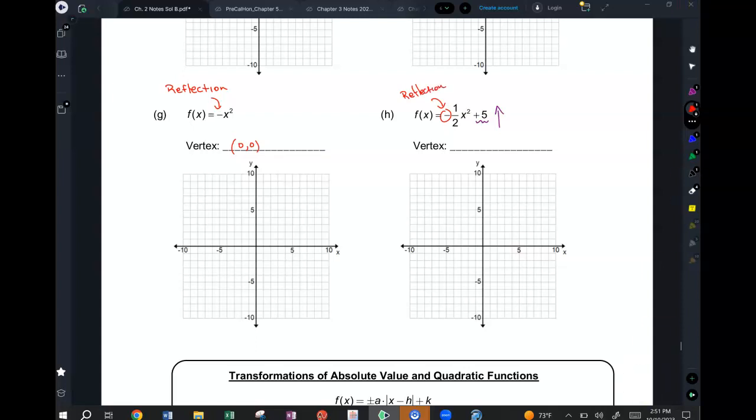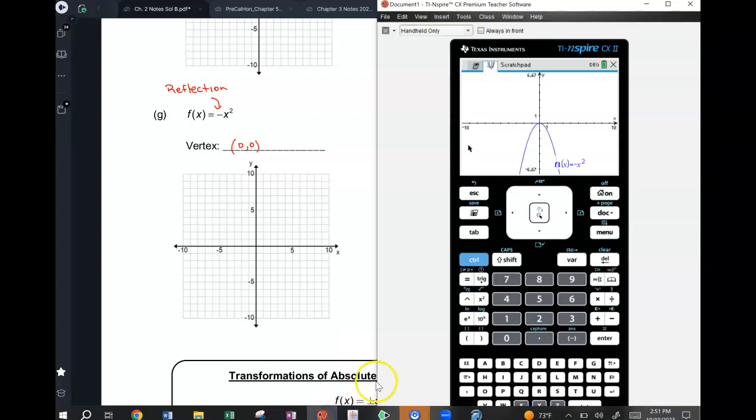Okay, so let's go up. Let's go over and graph this one. Which one? The last one. So let's delete this. Oops, tab. Up. Delete. Okay. Oh, come on. All right, so this is negative a half x squared plus 5, right? Okay. So where is the vertex for this?